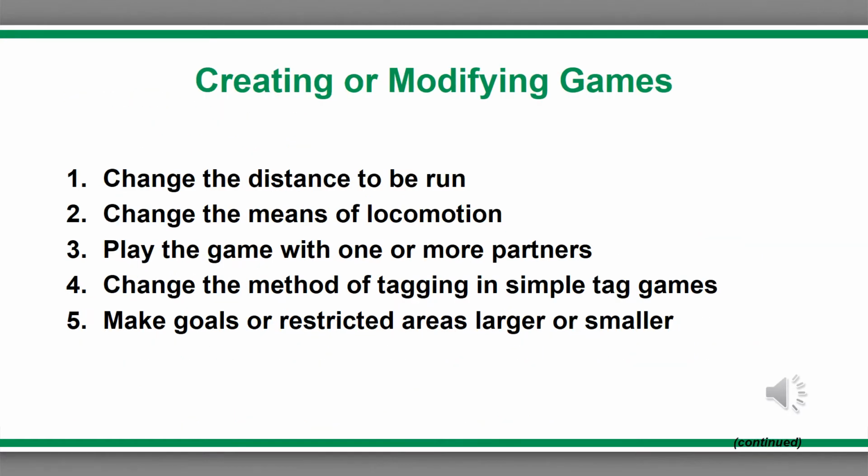With your help or on an individual basis, these students can modify some of these games or create some variations to them. So what are some suggestions here that I want you to know? You can change the distance to be run, shorter, farther apart. You can change the means of locomotion. Instead of walking or jogging, they could be doing skipping or galloping. Number 3, they could play the game with one or more partners. Number 4, you could change the method of tagging in some simple tag games. Number 5, you can make the goals or the restricted areas larger or smaller.